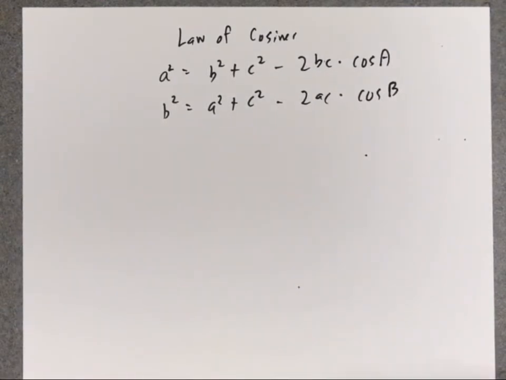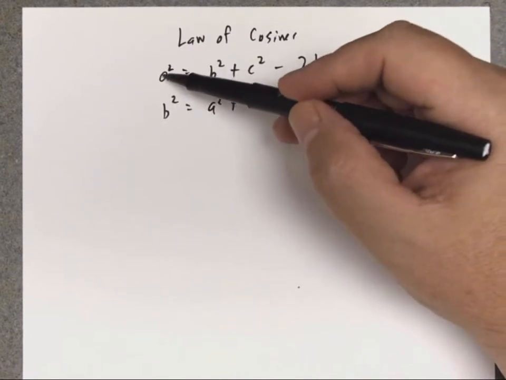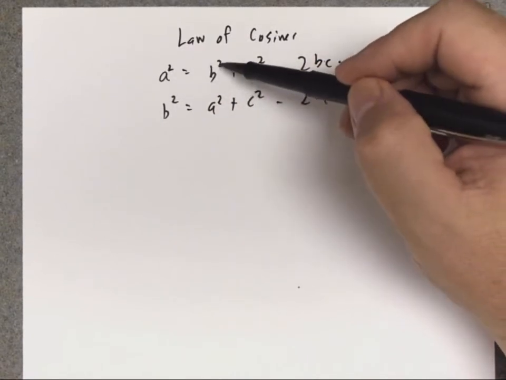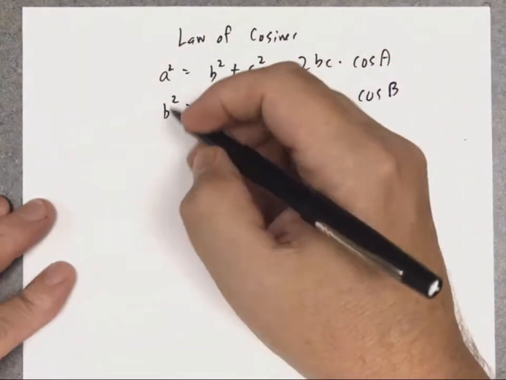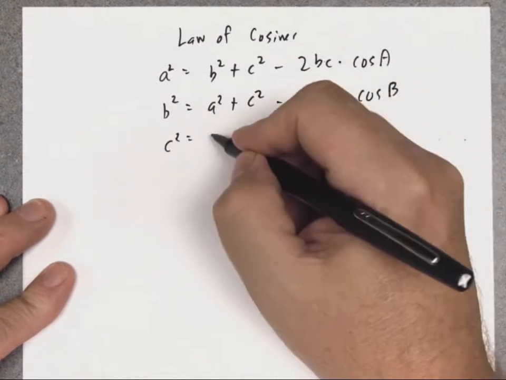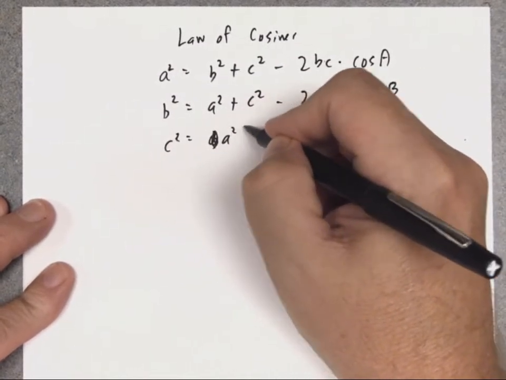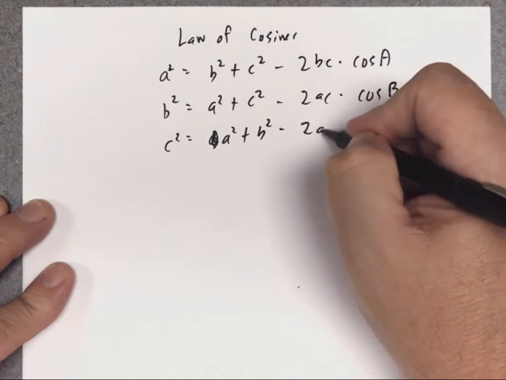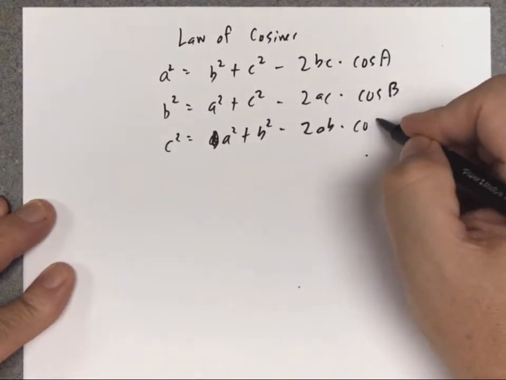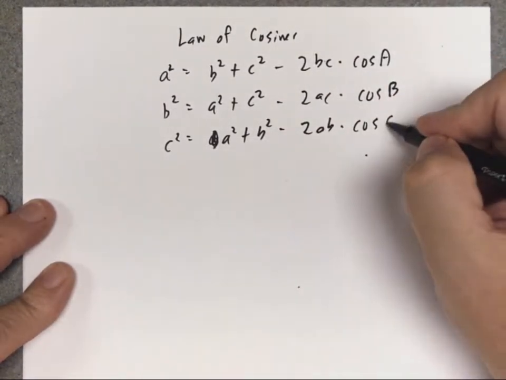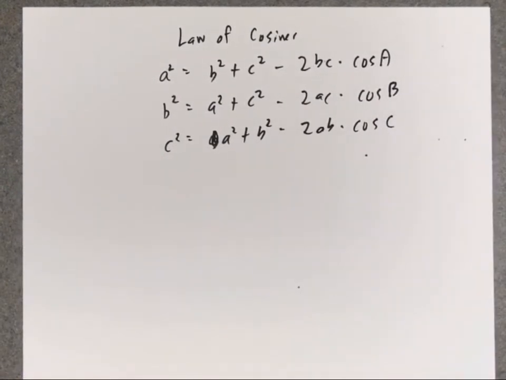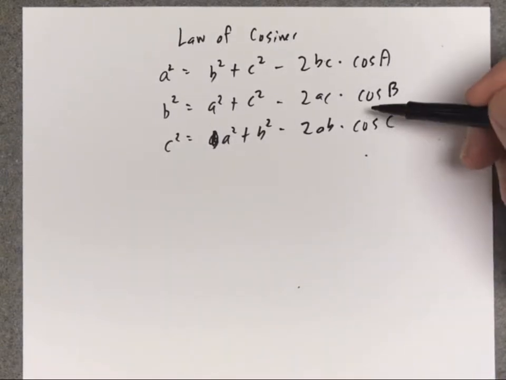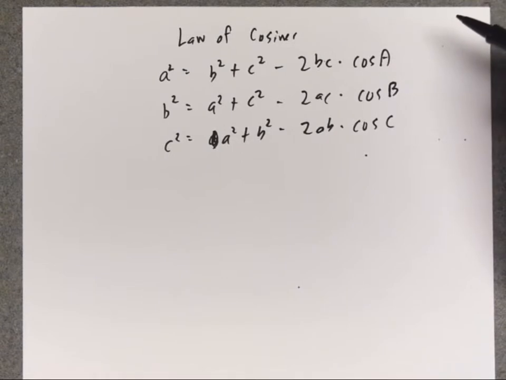So hopefully you can see a pattern. You choose a side over here, the other two sides are here, they get multiplied, and the cosine of that angle. We can also do one for C squared. Hopefully you'd think, well, that means A squared plus B squared minus 2AB times the cosine of angle C. So we have three different laws of cosines, and whichever one you use will depend upon the information you've been given in the problem.